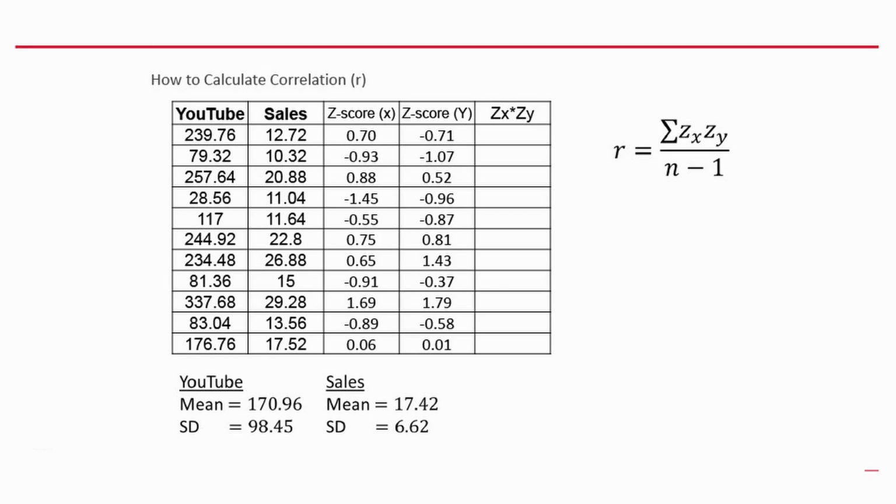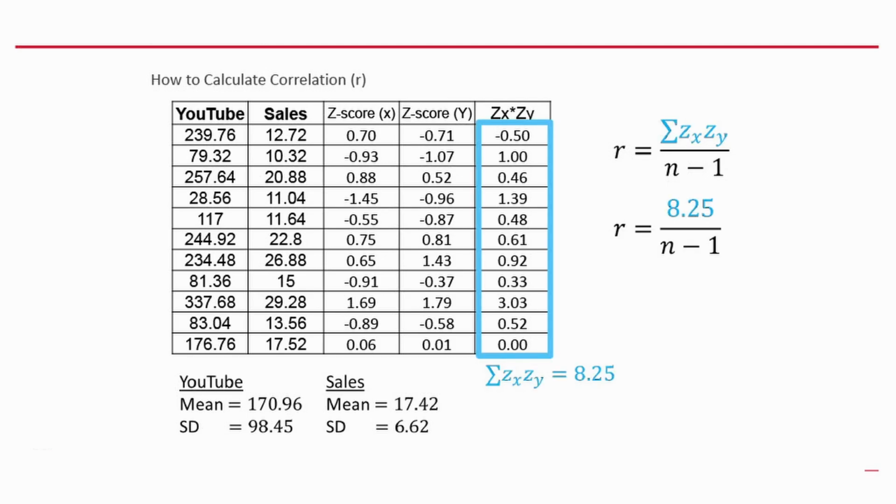To finish this formula, I need to multiply those z-scores next, side by side. That's what zx times zy means. So for row 1, I'm going to take 0.7 and multiply it by negative 0.71. In the next row, I'm going to take negative 0.93, multiply it by negative 1.07, and do that for every row. So here are my resulting multiplications. Now keep in mind, I round to 2 decimal places here to keep the table nice and neat. So yours might be a little off, but if you round to 2 decimal places, you should get what I get here.